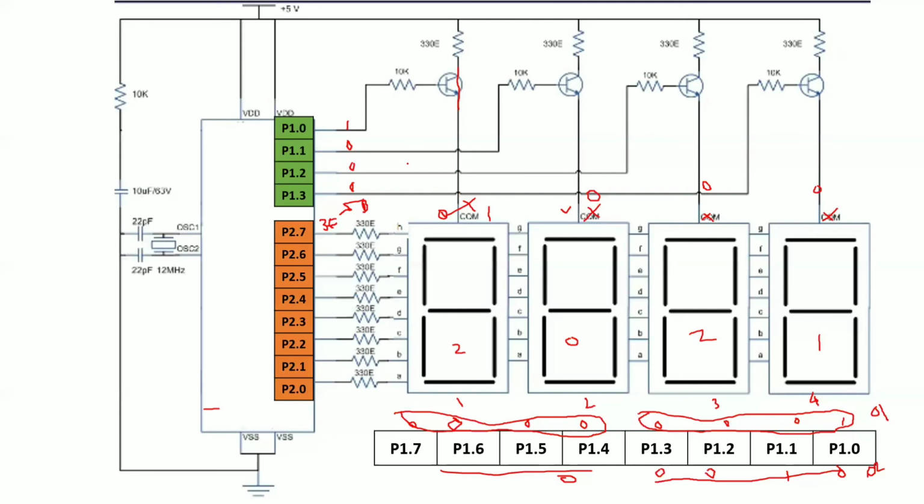Why? Because the microcontroller, where we have connected the oscillator. What is the oscillator frequency? 12 megahertz. So 12 megahertz means it is operating in microseconds. Whenever the microcontroller is operating in microseconds, your naked eye cannot realize that we are enabling and disabling the displays. That fast the microcontroller can switch on the display, switch off the display.